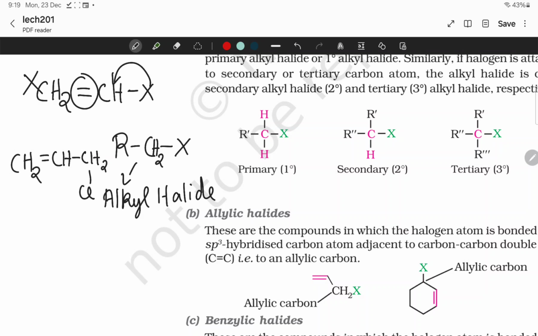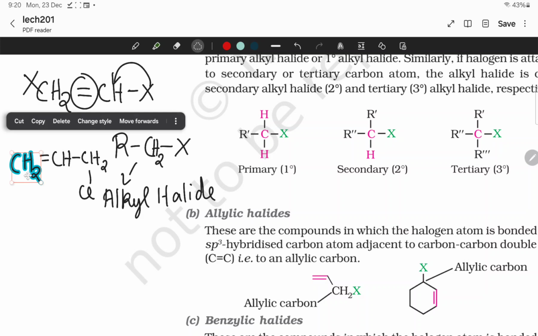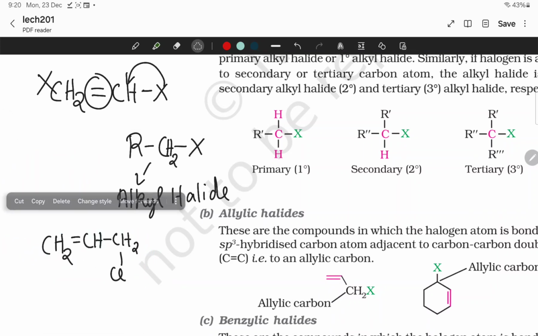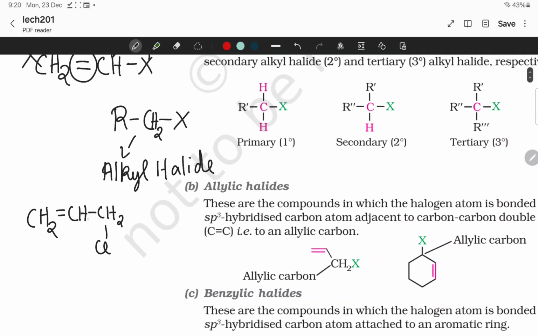This is called alkyl halide. Is this one? Is this called alkyl halide? No. This thing is called an allylic halide.